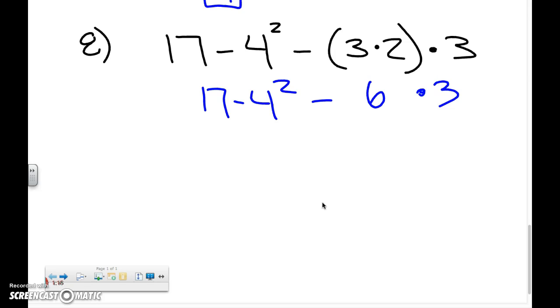What's next? Are there any parentheses left? No. So what's next, Mr. William? There's no parentheses. What's that? The exponent. So what is the answer to the exponent 4 squared? When you have 4 to the power of 2, what does that mean we're doing?